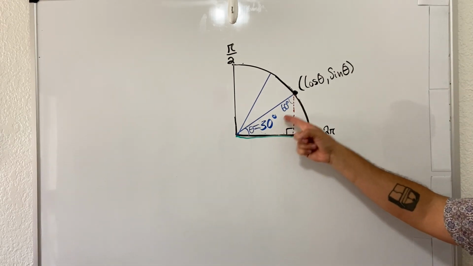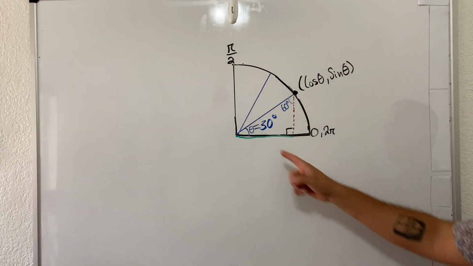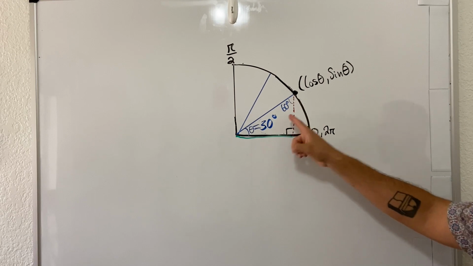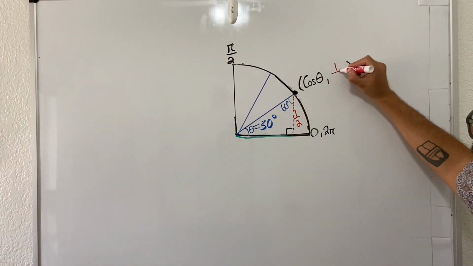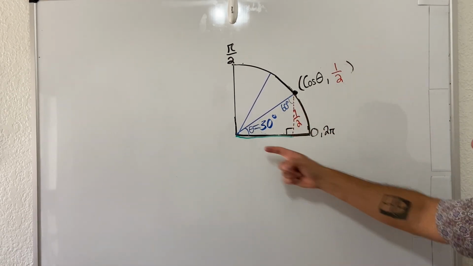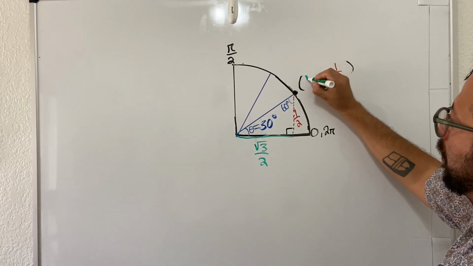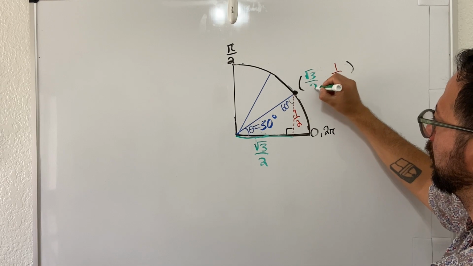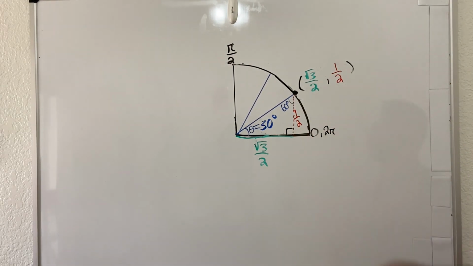So we have a 30, 60, 90 special right triangle. And we know by the properties of special right triangles that the side opposite to the 30-degree angle is 1/2, which means that our sine is 1/2, and the side opposite to the 60-degree angle is root 3 over 2, which means that our cosine is root 3 over 2. And there we have the value of cosine and sine for the 30-degree angle, or the pi over 6 angle.